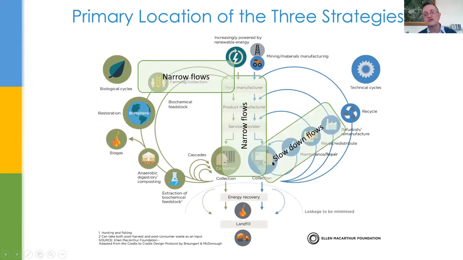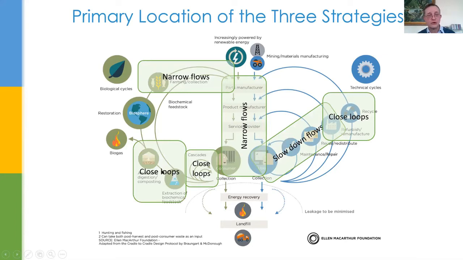Slowing down flows is really something that is more for the technical materials, and it will happen here through maintenance, through reuse, and through remanufacturing. And then the third one, closing the loops, will of course happen here in recycling, the recycling that we all know about, but also in cascading, which is another form of loop closure, as well for biological materials here through recycling of the nutrients, and well here also of the chemicals that are embedded in biological waste flows.